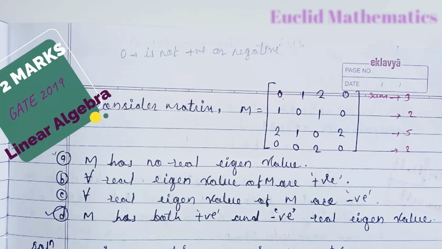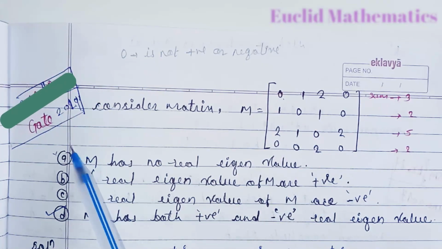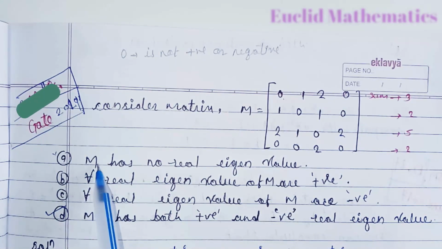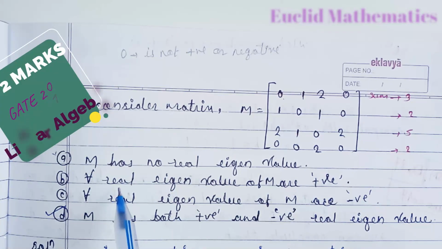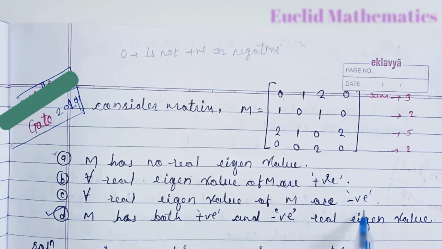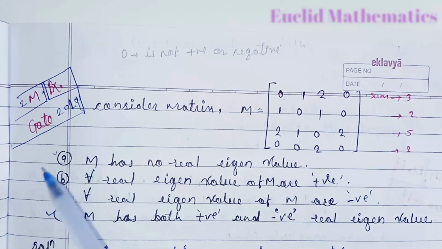So matrix M is given. Let's read our question. The matrix M is 0, 1, 2, 0, 0, 0, 1, 0, and the remaining 2 rows. We have to find out which option is correct. It is a single correct option. The first option says that M has no real eigenvalue. The second says that all real eigenvalues of M are positive. The third says that all real eigenvalues of M are negative. And the fourth option says that M has both positive and negative eigenvalues. We have to figure out which of these 4 options is correct.